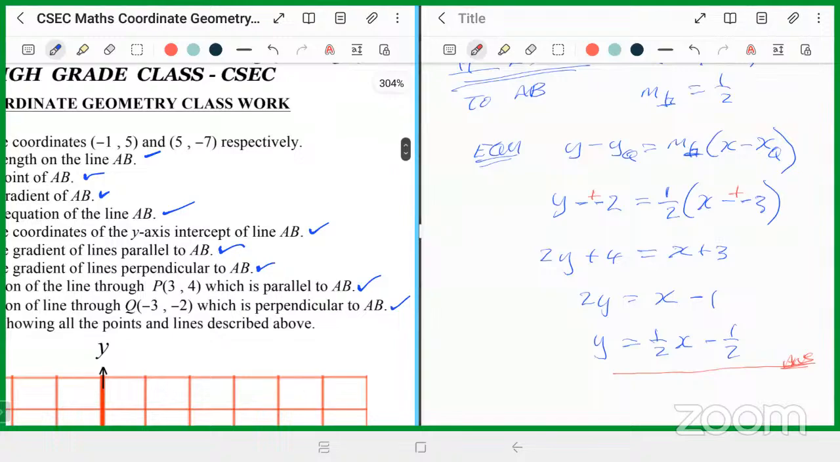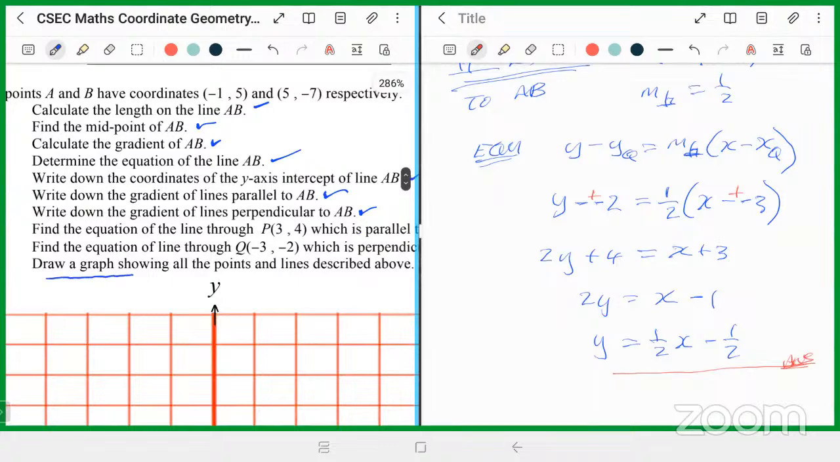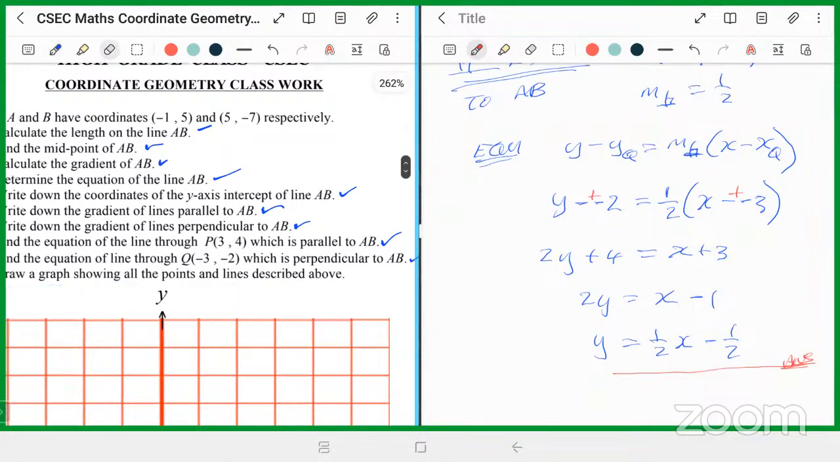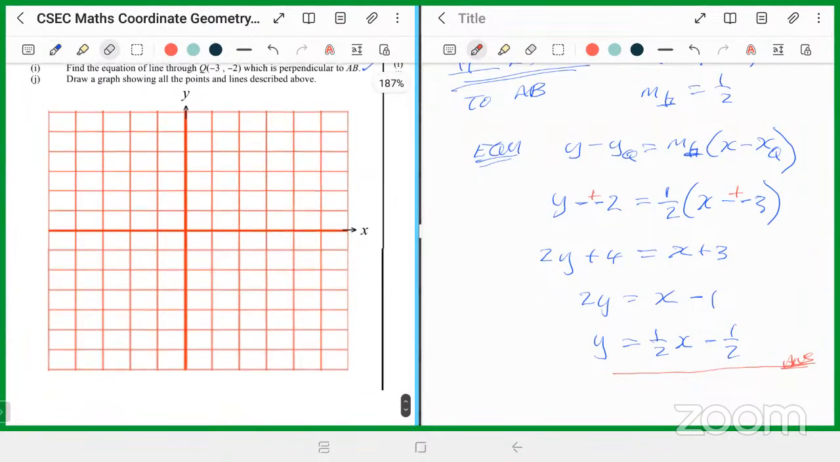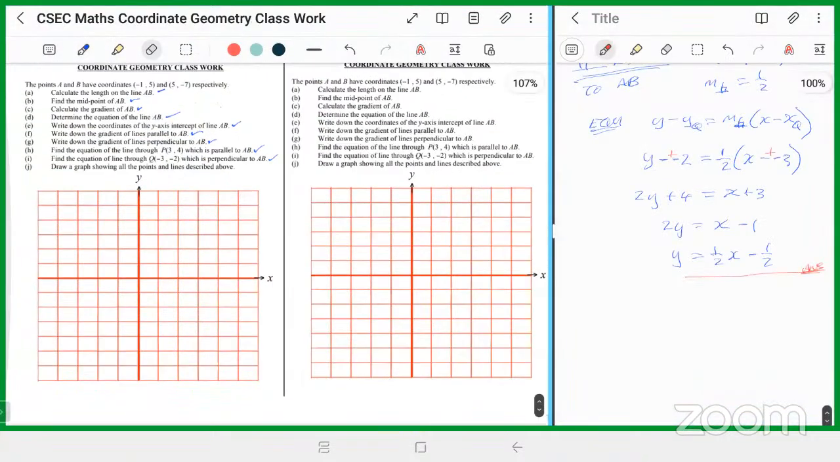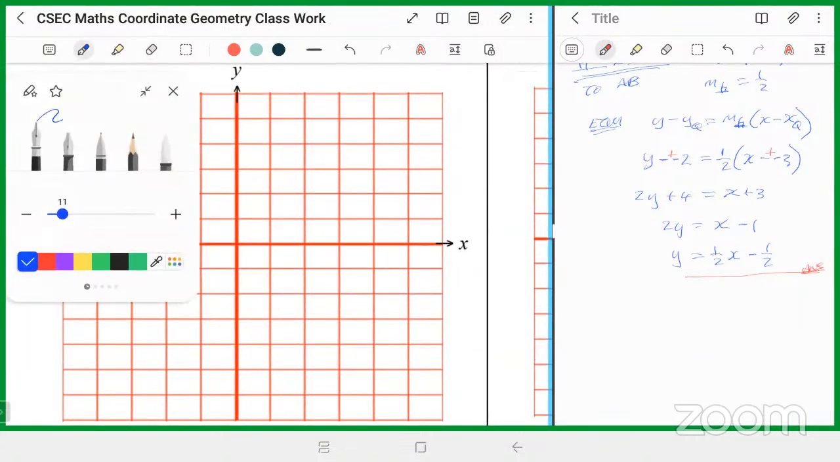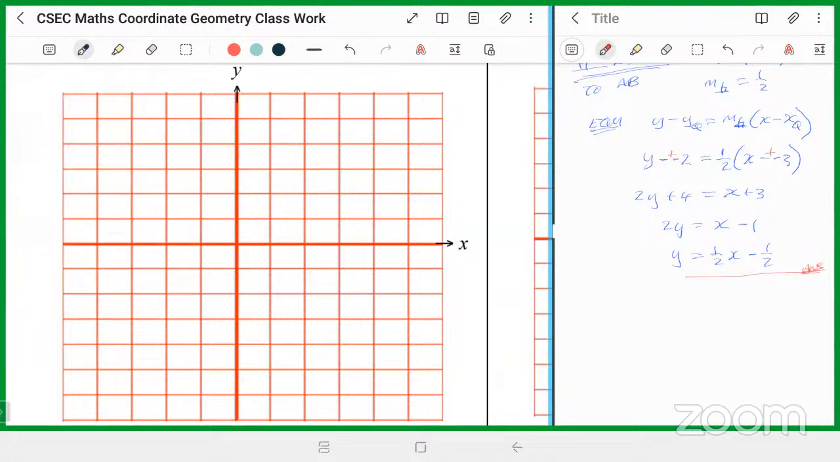The last part now is telling us that we have to draw the graph showing all the points and the lines described above. So all the points and the lines that we just did, I need to put them on this graph. Let me make this over here smaller so we can work with it. Let me scale up the graph first. Remember, on this device I can't draw a straight line, so you have to bear with me. I'm going to scale up the graph and put in these points.